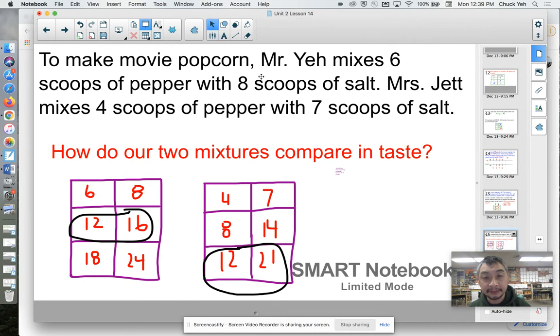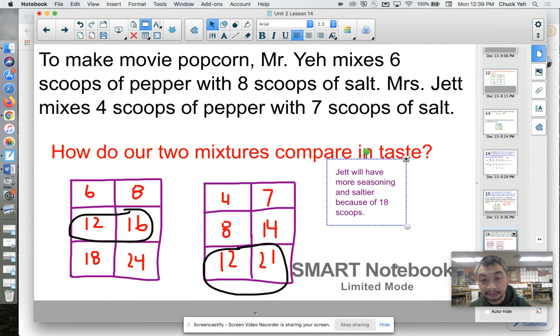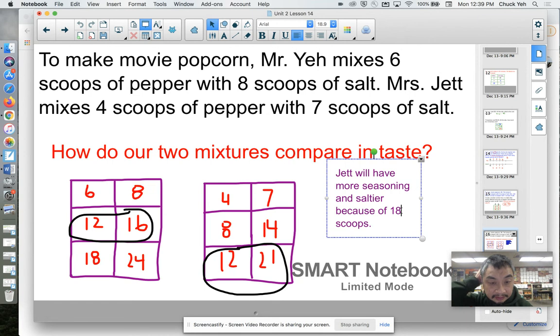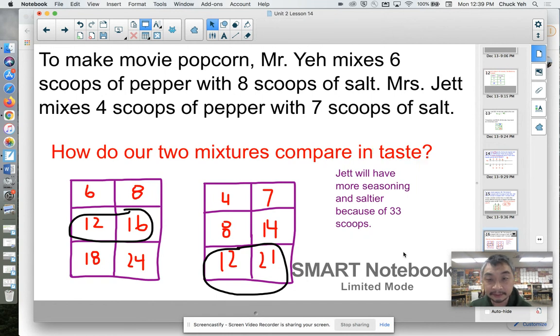How do our two mixtures compare in taste? I think the answer is almost kind of like in the morning, huh? Mr. Yeah will have more seasoning and salt here. And not just because she has 18 scoops, but how many scoops does she have? 21 plus 12 is 33. Oh my gosh. This Jet's class is going to get hyper from this popcorn. So 33 scoops. So more seasoning and definitely more salt here. That's 5 more scoops of salt.